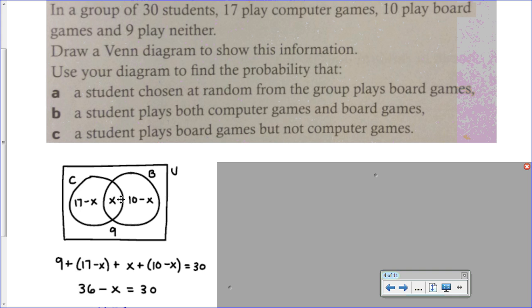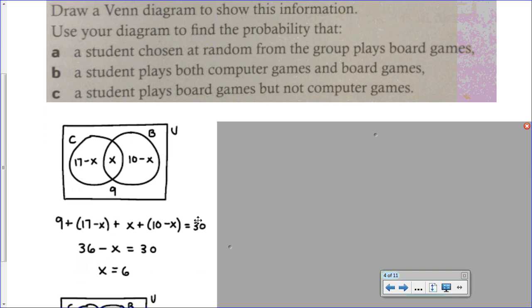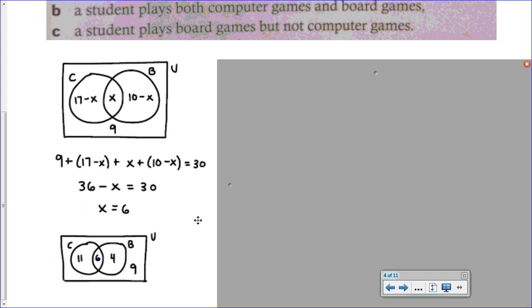So then each of these distinct regions sum together to equal 30, which is the total number of students in the universal set. You can then solve that equation and figure out that X equals 6, and then you can fill in the rest of the Venn diagram accurately. Knowing that the overlap is 6, there must be 11 who play computer games exclusively, and 4 who play board games exclusively, and then the 9 that are on the outside.